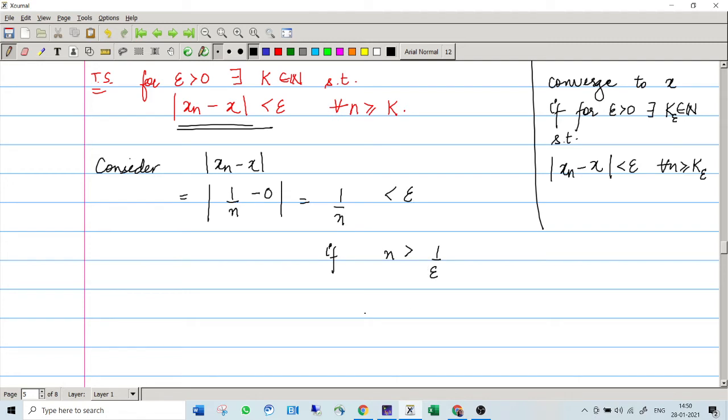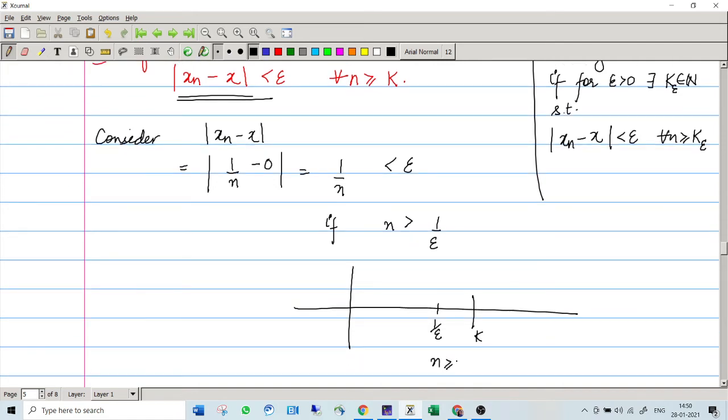So what will that natural number be? Have a look. If you want n to be greater than 1 by epsilon, let's say this is 1 by epsilon somewhere. You can find a natural number which is just after 1 by epsilon. Let's say that natural number is k. So for n greater than or equal to k, you have n greater than 1 by epsilon, which implies that 1 upon n is less than epsilon, which implies that this quantity is less than epsilon. That means 1 by n converges to 0, and that's why the limit of 1 by n is equal to 0, right?